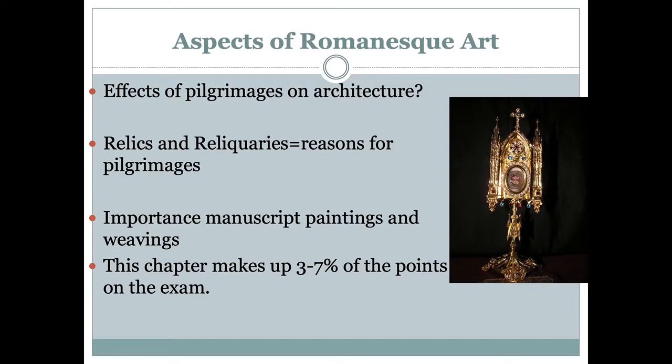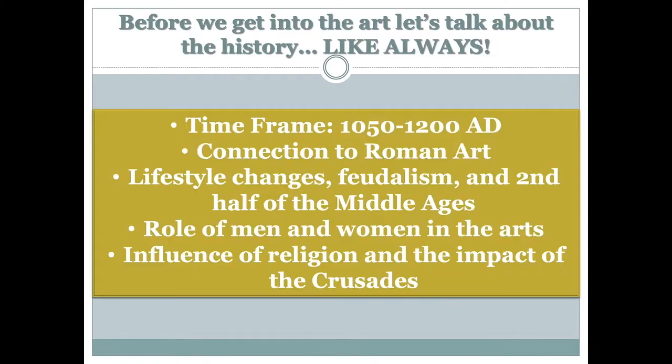So the boxes and the contraptions that hold the relics of these various saints are going to be inlaid and made out of gold, and really intricate, with precious jewels used, all to show the importance of the saint whose relics are inside. You will also continue to see the increase in illuminated manuscript paintings and weavings. But the sad part is that this chapter, at any given time, makes up anywhere from 3 to 7%, and probably hovers more around the 3% of the overall exam.